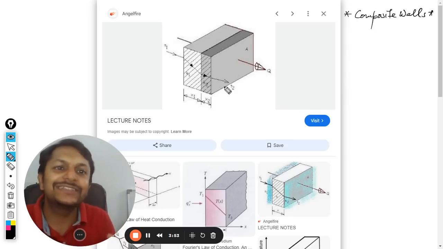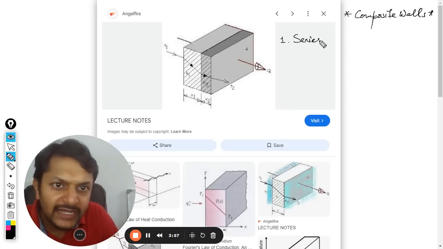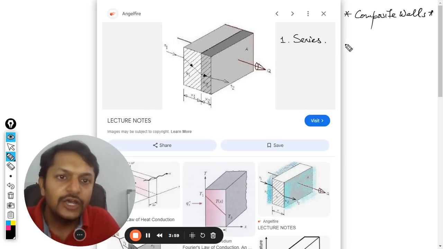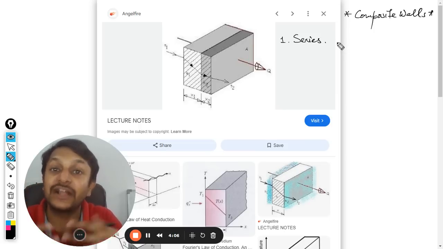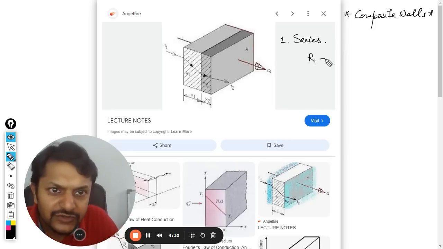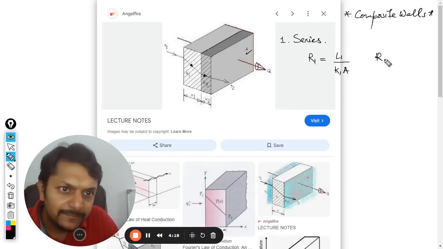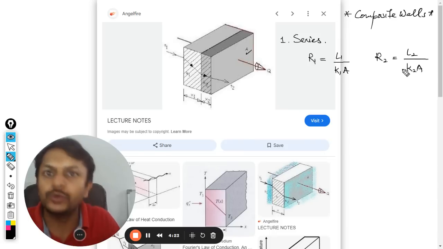So what we do in these kinds of cases is a very simple process, and this is known as the series combination of the wall. We are not going to think from the thermal conductivity point of view, but we are going to consider the electrical conductivity point of view. So the resistance first will be L1 divided by K1, and the area is taken to be the same, A, in both cases. The second resistance will be L2 divided by K2 into A.